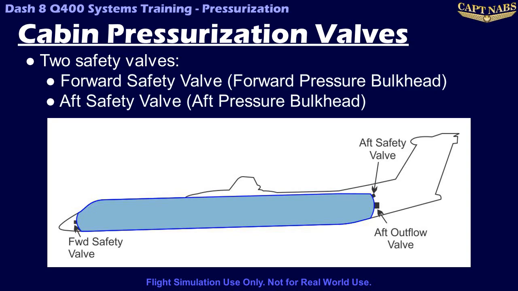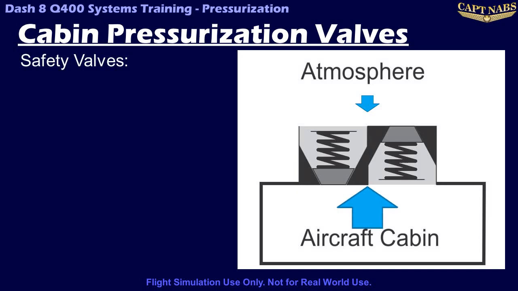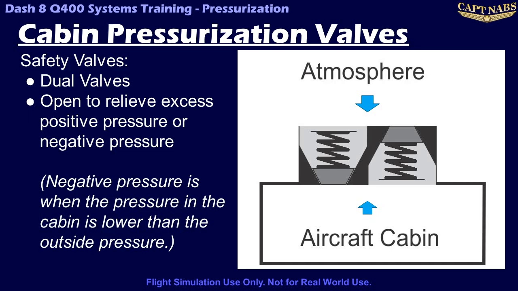The safety valves are both dual valves, which open in the event of overpressure of the cabin or should a negative pressure differential exist. Negative pressure occurs when the air pressure outside the cabin is higher than the pressure in the cabin, and most aircraft are only designed to have higher pressure inside rather than out. Negative pressure places unexpected stress on the fuselage and can lead to failure.